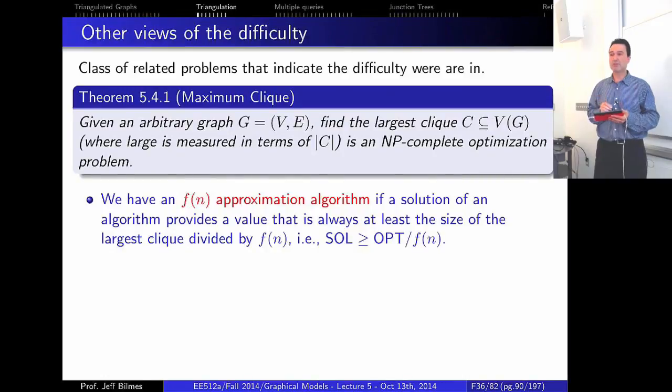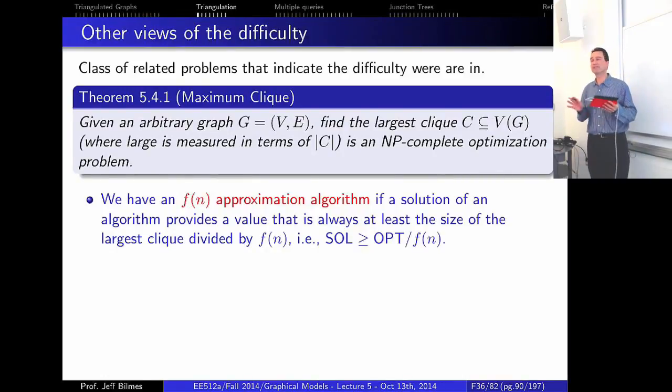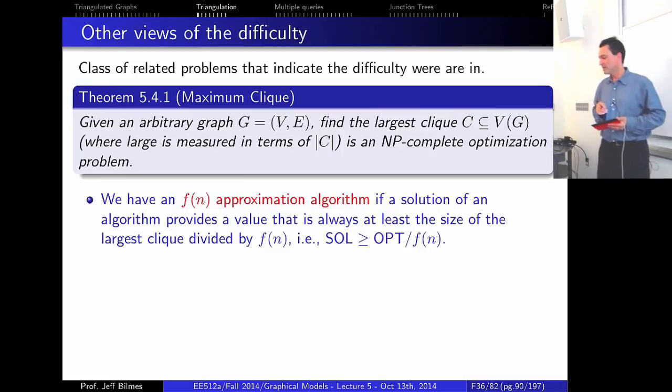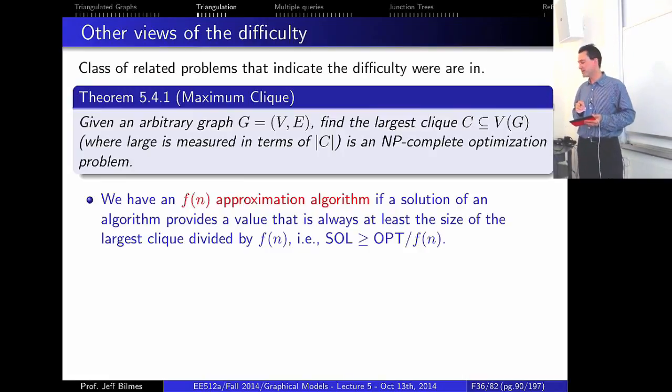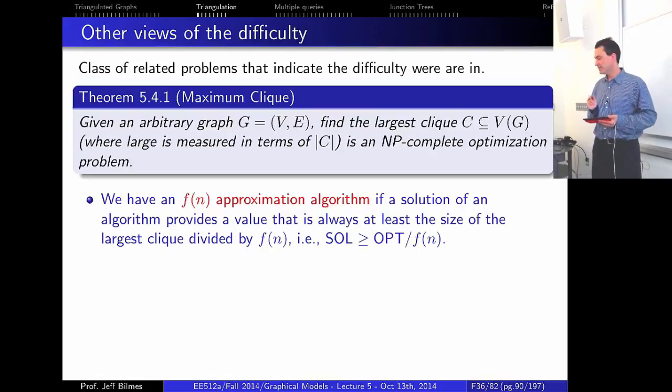So first of all, what does it mean to approximate? We mean multiplicatively approximate. What that basically means is that we've got some function f, which is a function of n. That doesn't mean it's not a constant; it still could be a constant. But let's just say it's some function of n. And we say that we have an f(n) approximation algorithm for this problem if the solution that the algorithm provides is always at least the optimal divided by f(n).